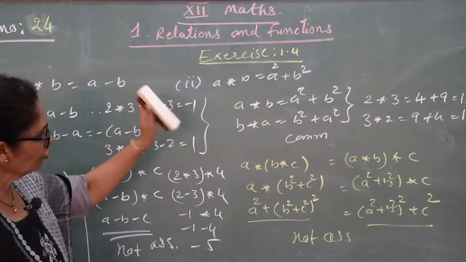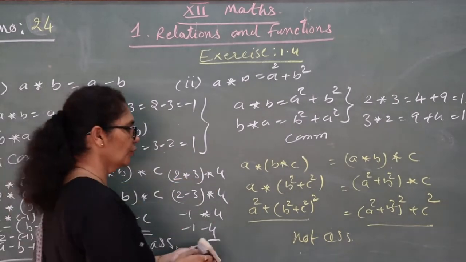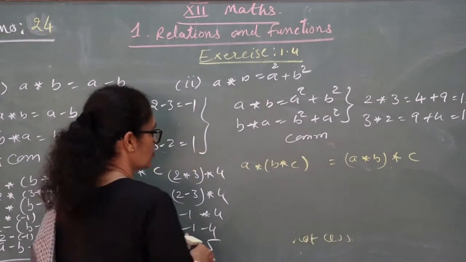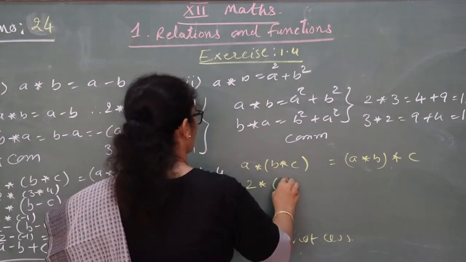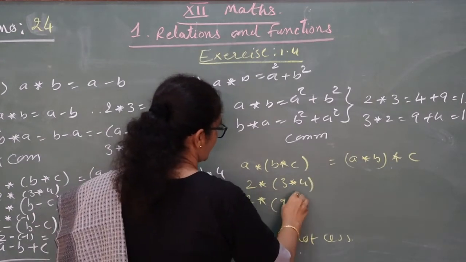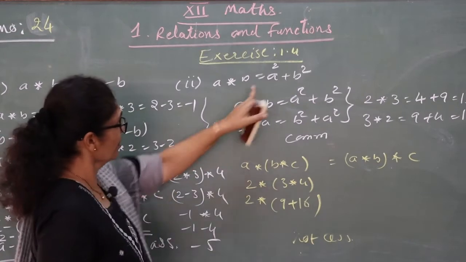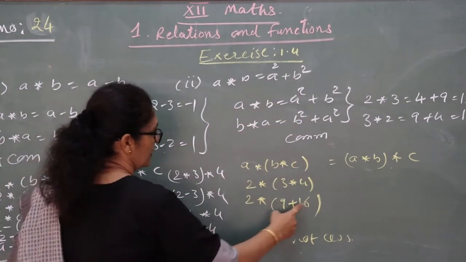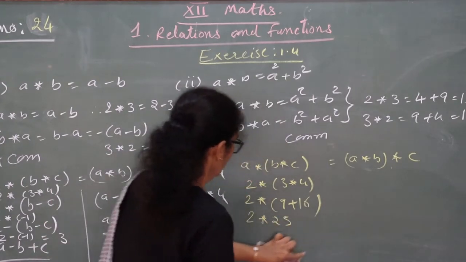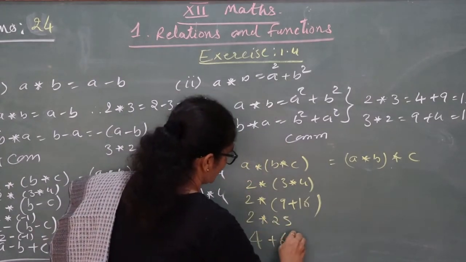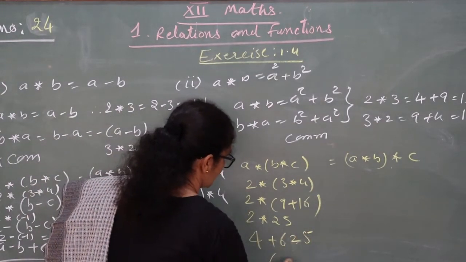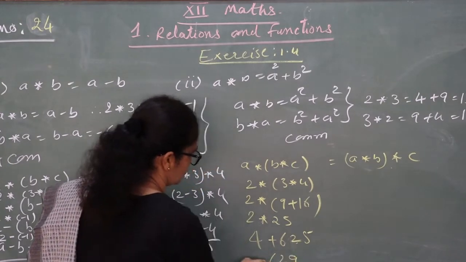Okay, but if you don't want to write it this way and want to use numbers, then let's start with numbers. We are taking 2, 3 and 4. So 3 square is 9 and 4 square is 16, because a square plus b square is our rule. This is 25. So 2 and 25. Okay, 2 square is 4 and 25 square is 625. So 629. This is your answer.